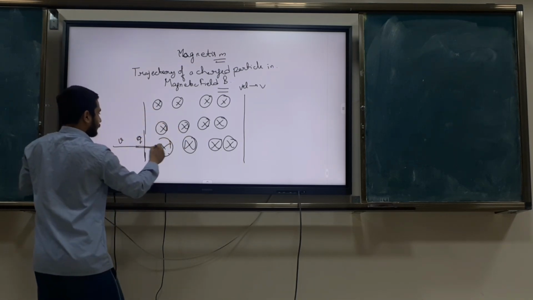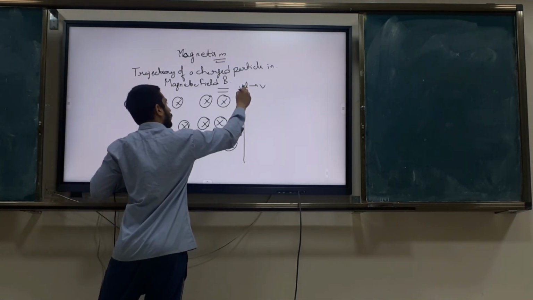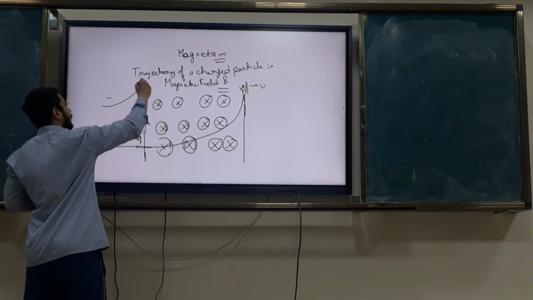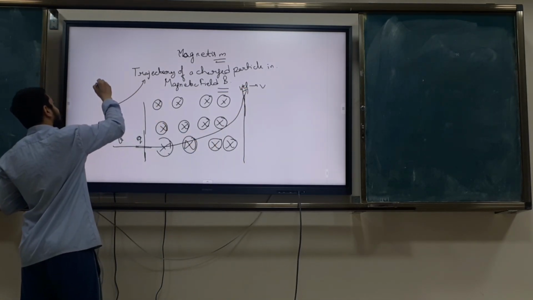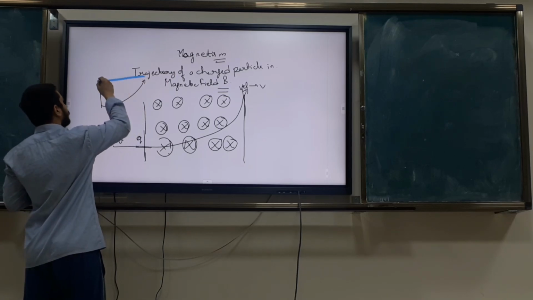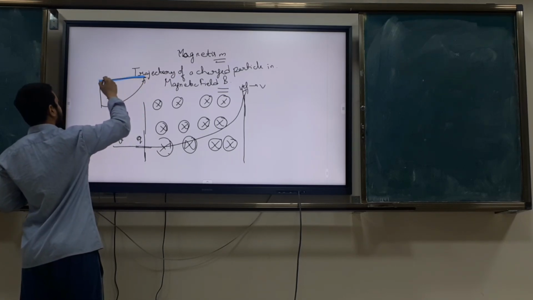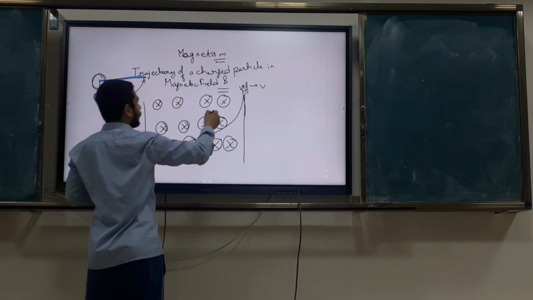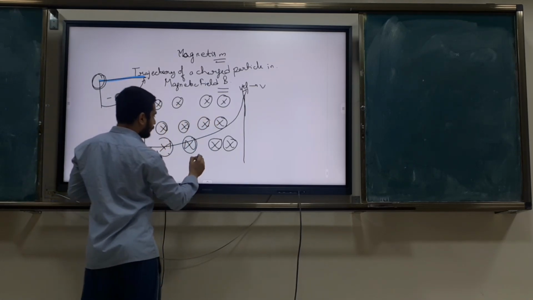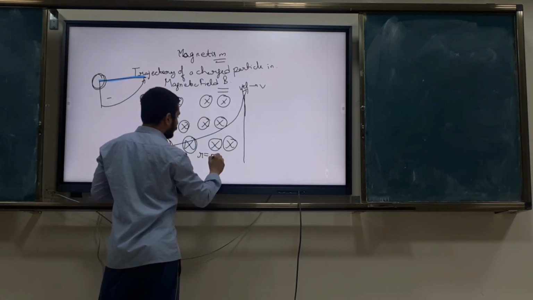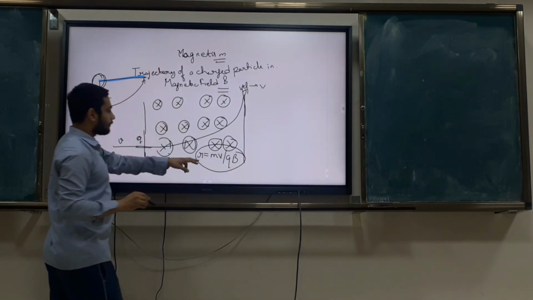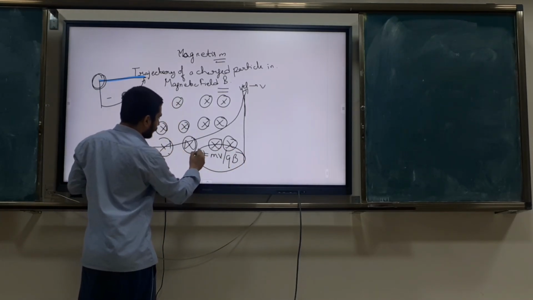So like this it will move and come here. The trajectory will be a semicircle whose center is somewhere here. We find the radius from r is equal to mv by qB, which we know.